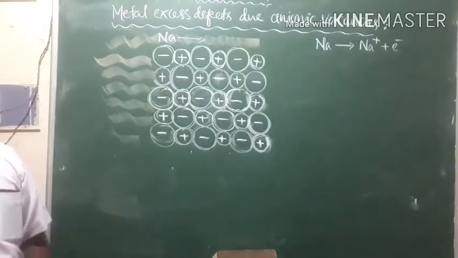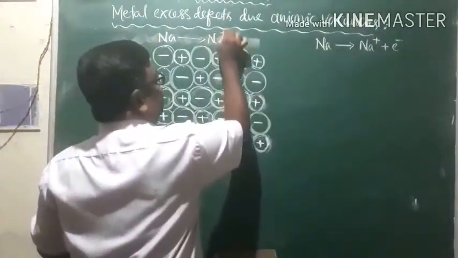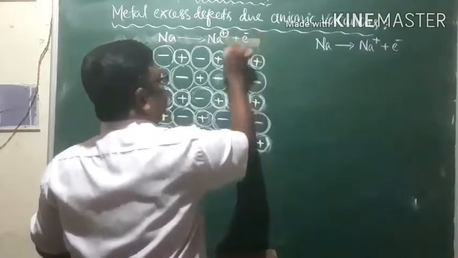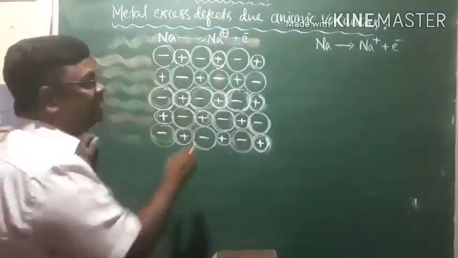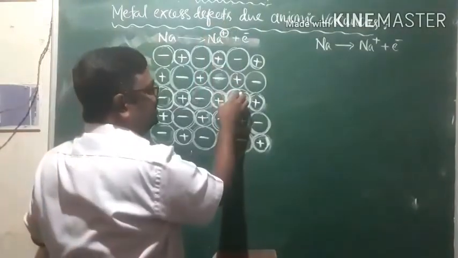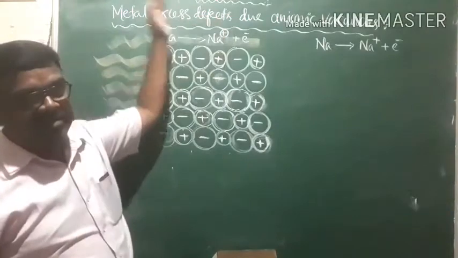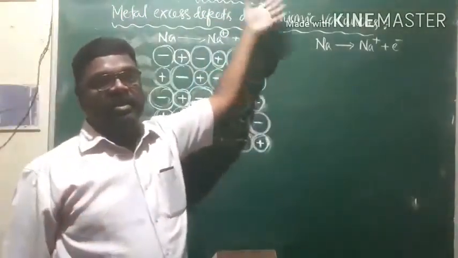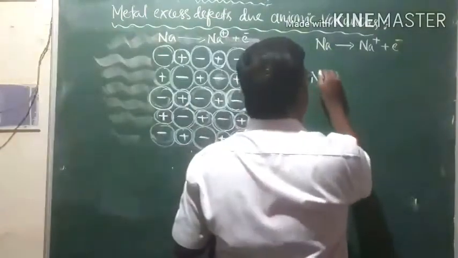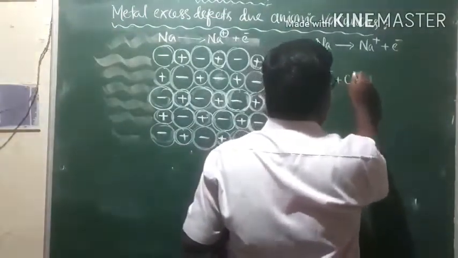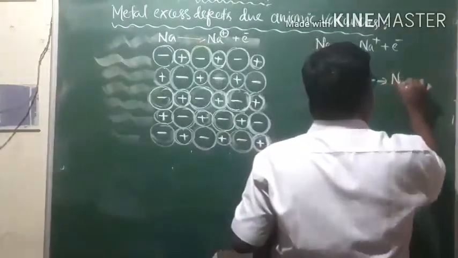Once these Na plus ions are produced, they attract Cl minus ions from the lattice. I am showing one Na plus here, but there are many sodium ions. Say, if one Na plus ion attracts a Cl minus ion from the lattice, then you are going to get sodium chloride.